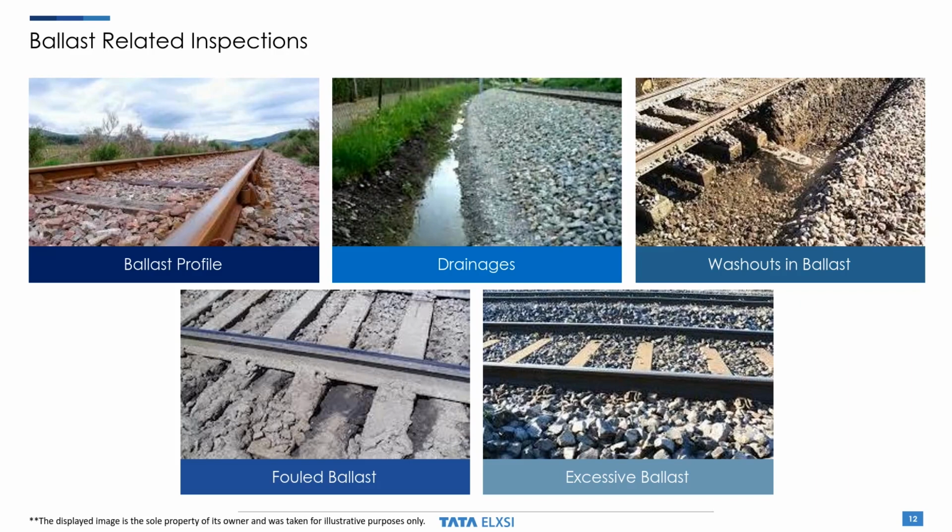Now, this could also include other scenarios such as checking for if there is waterlogging next to the tracks, right? And especially for ballast, it is also about assessing the profile of the ballast, not just whether the ballast is there or not, but also checking for the profile, which is important for railroads.